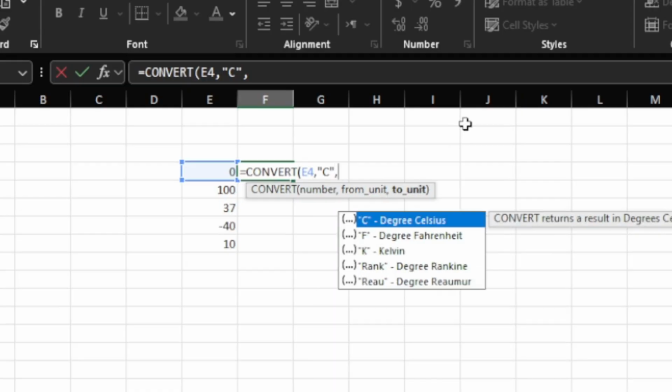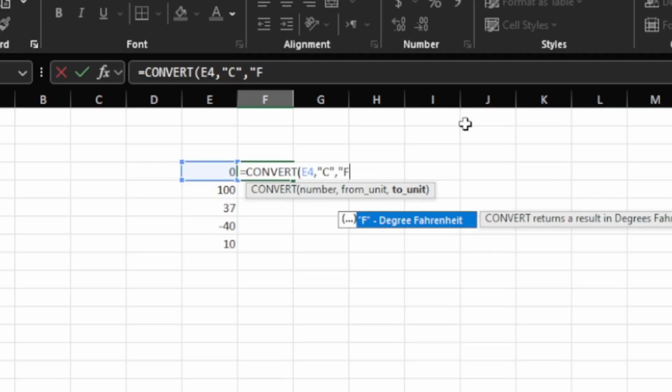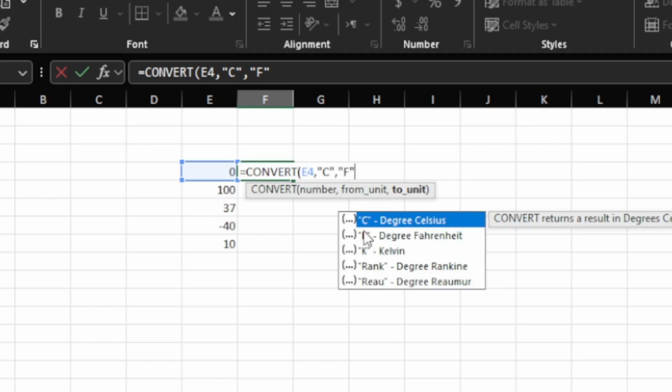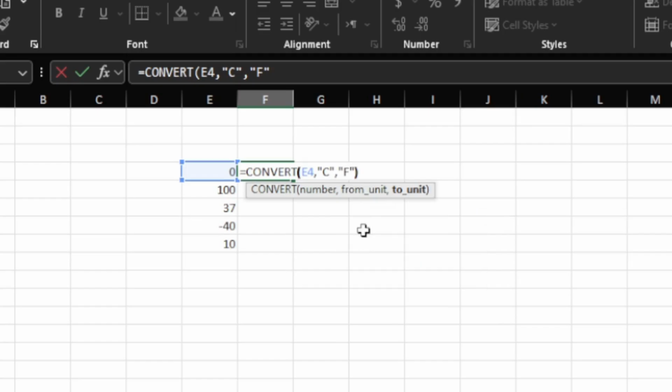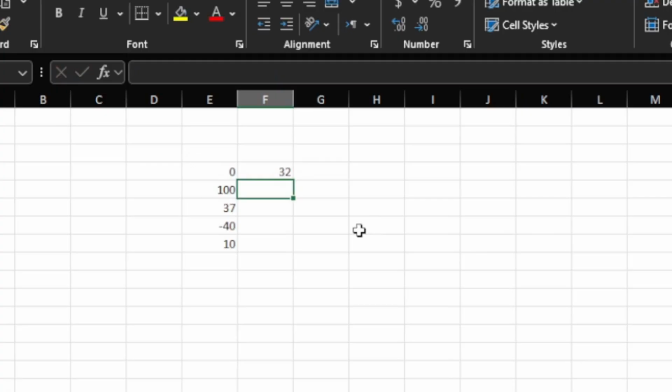and then I want to convert this to Fahrenheit, so I put F, and you see the suggestion is given here, capital F is used for Fahrenheit. So, and then I close the bracket, and then I enter it. You see 0 degrees Celsius is equal to 32 degrees Fahrenheit.